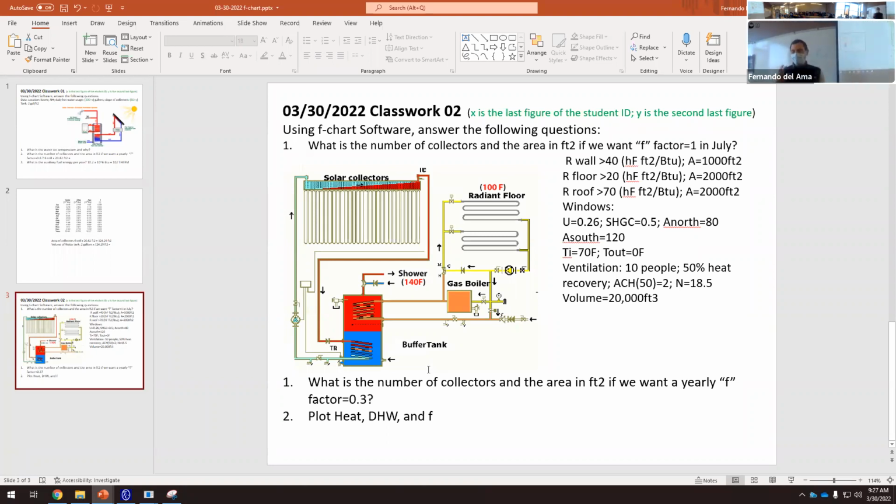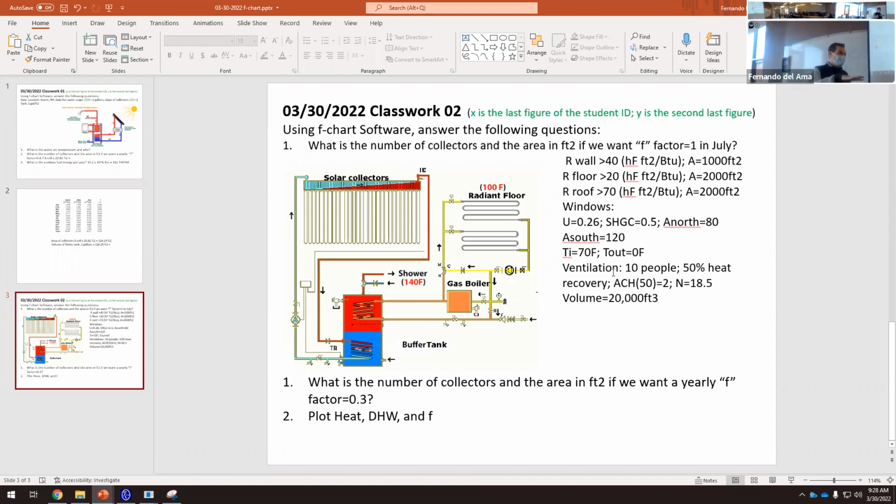So we have different temperatures here, and each device has to work at different temperatures. So the radiant floor is working at a different temperature as the shower, for example. So that's why we need this flexibility. So sometimes the gas boiler will be heating up the water tank up to 140, and sometimes the gas boiler will be heating up the radiant floor, but only up to 100. And keep that in mind.